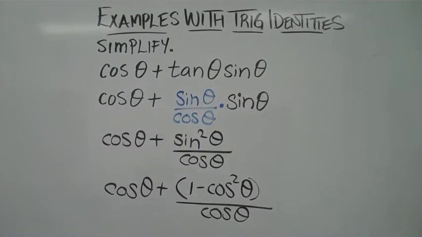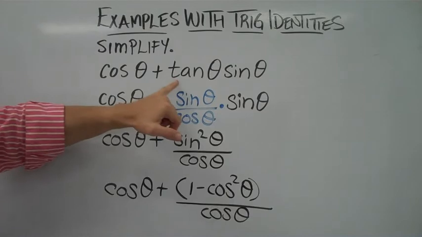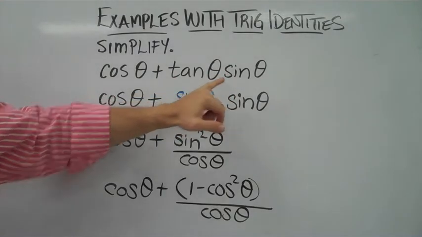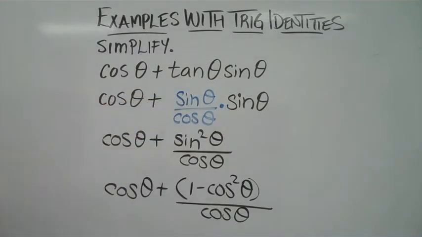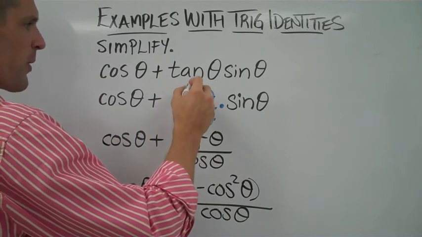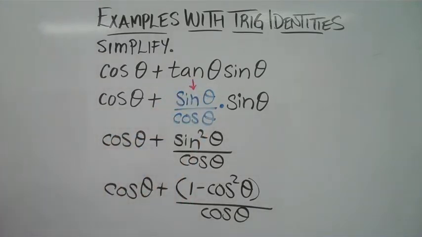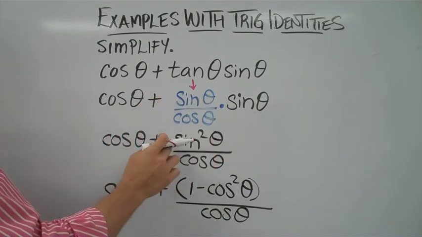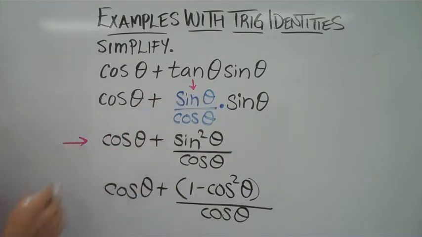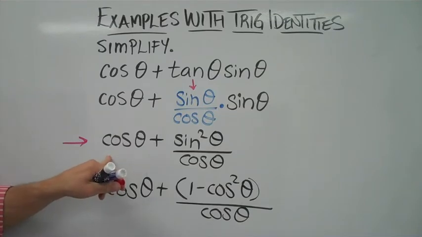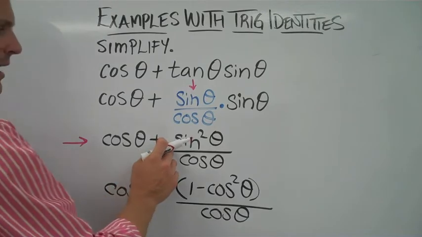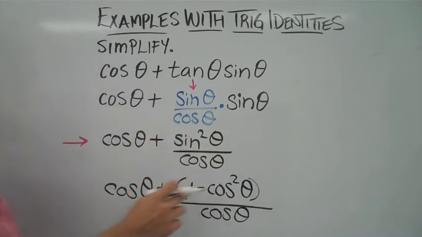Here's an example using a trig identity. It says to simplify cosine theta plus tangent theta sine theta. There's multiplication in there. I don't know what to do, so I will just start playing around with this. Well, I know tangent theta is really sine over cosine. And then I can multiply sine times sine and get sine squared theta. So I wind up quickly changing the expression to this. Well, again, I just am going to play around with this. I know sine squared theta is equal to 1 minus cosine squared theta from my king of all identities.